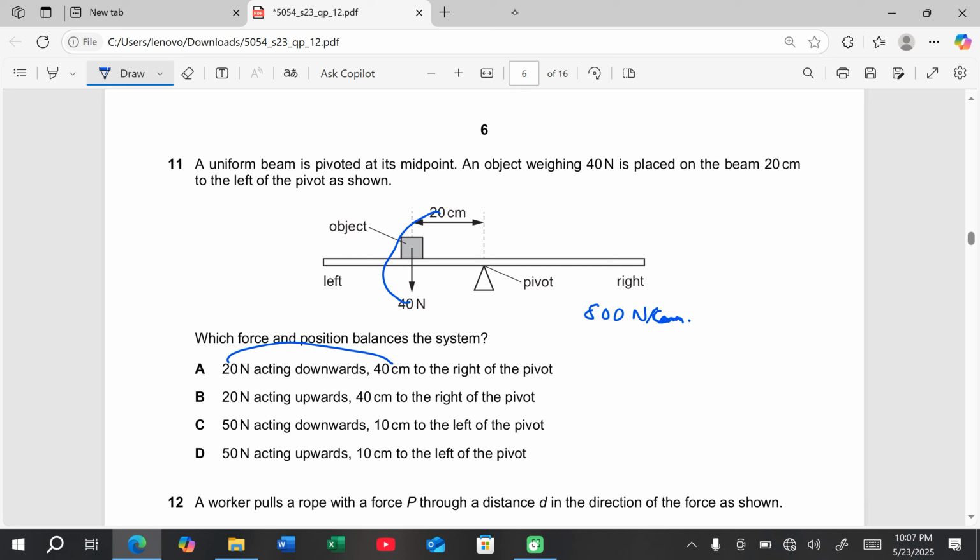They multiply to get 800, but it says to the right of the pivot, so it should be to the right of the pivot. So that can be the right answer. Let's see the other ones. 40 Newton to the right but acting upward, no, it should be going downward because this one is already an anti-clockwise moment, so it has to be a clockwise moment. Otherwise they are not the same moment, so A is the right answer.